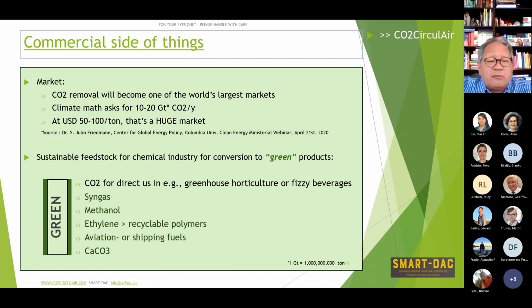So the commercial side of things. What's the market? At this moment, to be honest, I don't believe the market is there yet, because nobody is paying for it yet. But as soon as that is going to happen, the market will be huge. We ourselves are not really focusing on that market yet, but we are focusing on the applications.